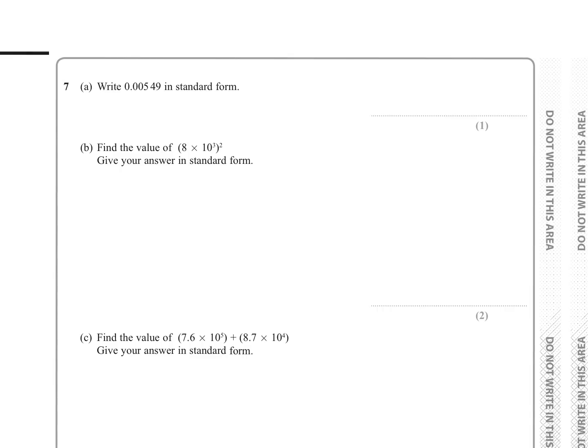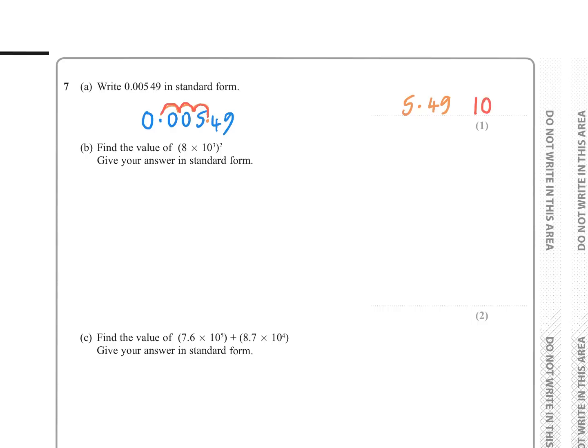Question 7. We have to write 0.00549 in standard form. Well, we're looking for a number between 1 and 10 to begin with. So we can see 5.49. And what we've got to say to ourselves is, what do we do to 5.49 to get to 0.00549? Well, we'd have to divide by 10 once, twice, 3 times. So we know it's something to do with 10.